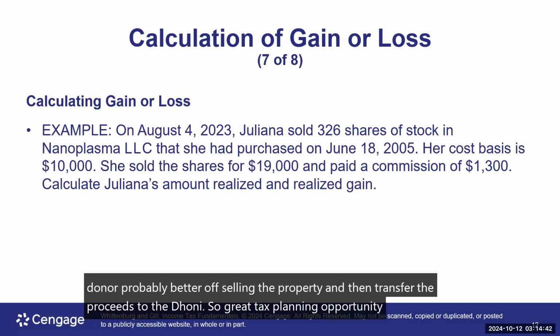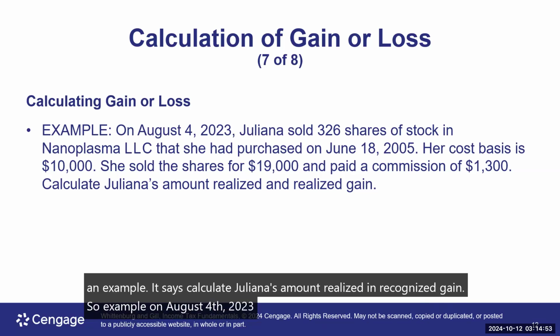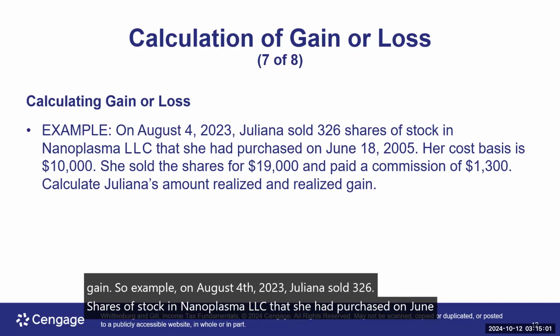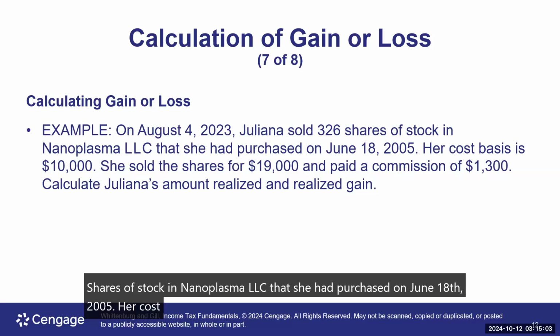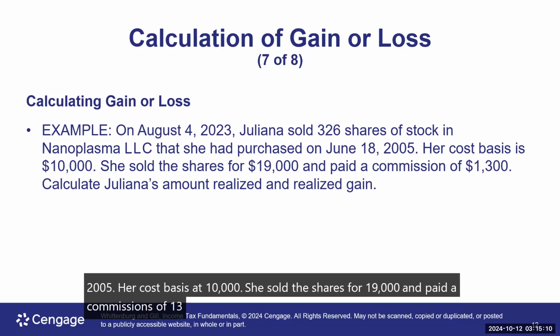So here we have an example. It says, calculate Juliana's amount realized and recognized gain. So example, on August 4th, 2023, Juliana sold 326 shares of stock in Nanoplasma LLC that she had purchased on June 18th, 2005. Her cost basis is $10,000. She sold the shares for $19,000 and paid a commission of $1,300. Calculate the realized and recognized gain.